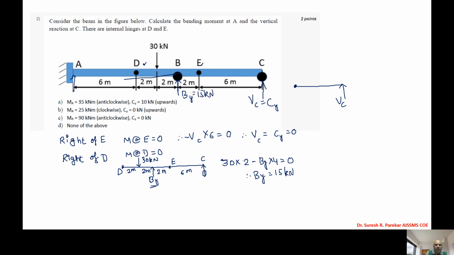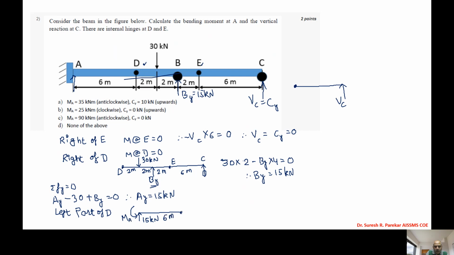Now the total load is 30 kilonewton. So we have summation Fy equal to 0, and therefore Ay minus 30 plus By equal to 0. Therefore we will get Ay as 15 kilonewton. Now we will consider the left part of D. By considering the left part of D, we will have Ay 15 kilonewton, and then we have MA, and this is 6 meter. So this is D.